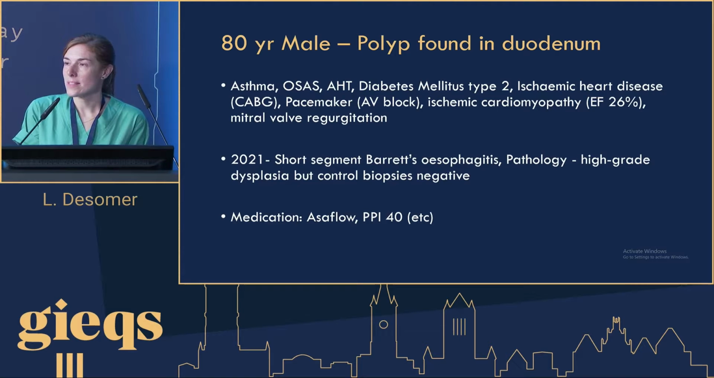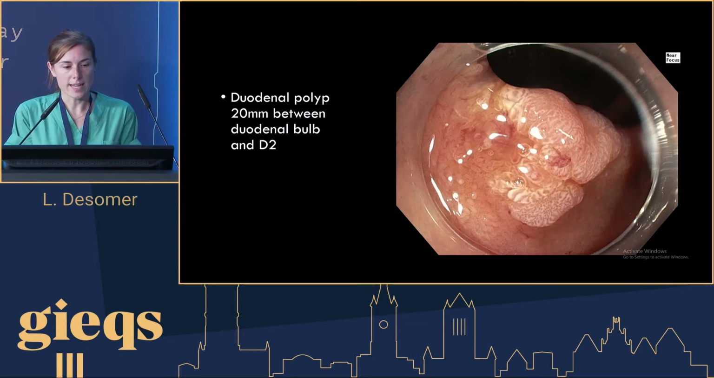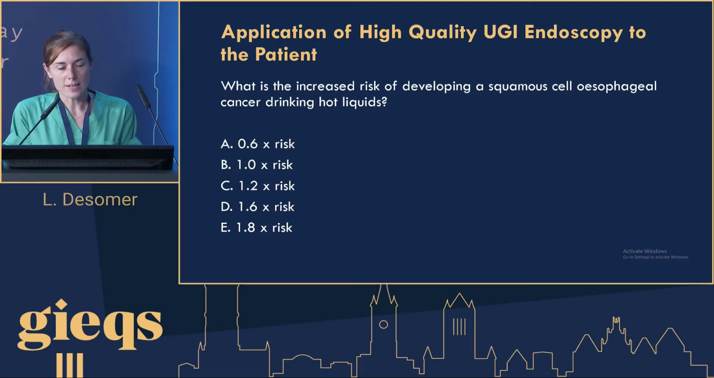So is this the next case? I think so. 80-year-old male with a polyp in the duodenum, also with a short segment Barrett's esophagitis, high-grade dysplasia. Control biopsies were negative. So this is the duodenal polyp, 20 millimeters, and we want to ask this question.